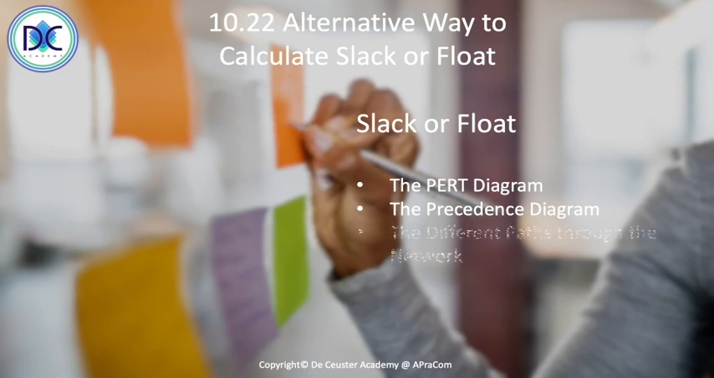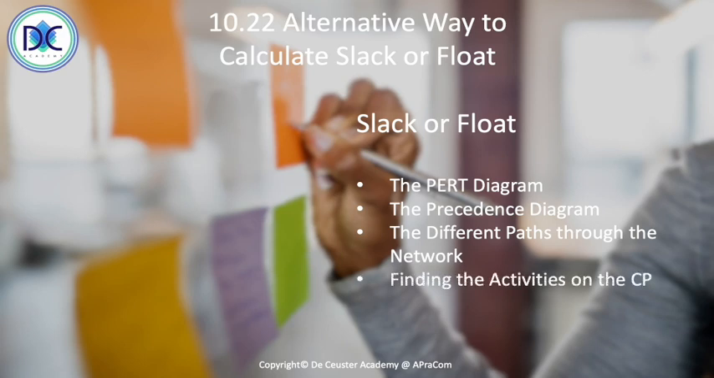On the other hand, it can sometimes be quite interesting to have a quick calculation of the slack or the float. Let's review the PERT diagram, the precedence diagram like we made them before, and then we look at the different paths through the network, which we also determined before. We then find the activities on the critical path, and we find the slack of the remaining activities.